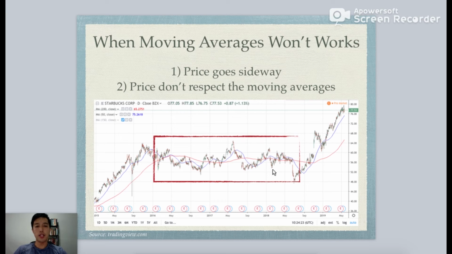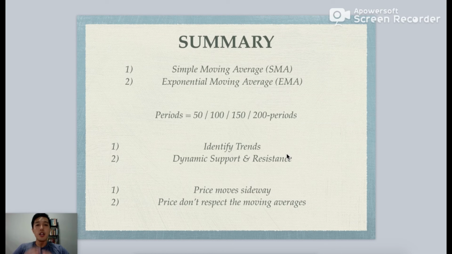That's where you know that for this kind of stock or ETF, the price action doesn't respect the moving averages. So for these stocks, if you want to enter, you will not want to use moving averages as an indicator or a reference to find entry and exit points.